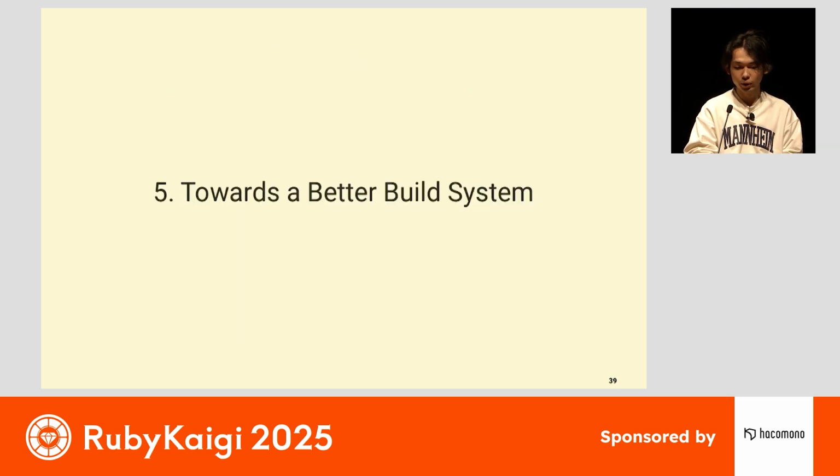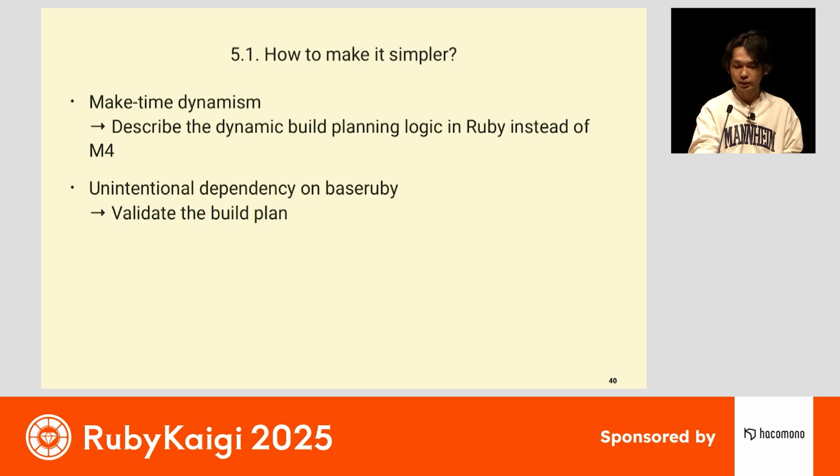So now we have seen the challenges, so let's talk about how we can improve it. Let's start with the complexity issue. The key idea here is twofold. First, we can move the build logic from make and M4 to Ruby. This allows us to express our build logic more clearly in a real programming language, instead of spreading it across configure and makefile and so on.